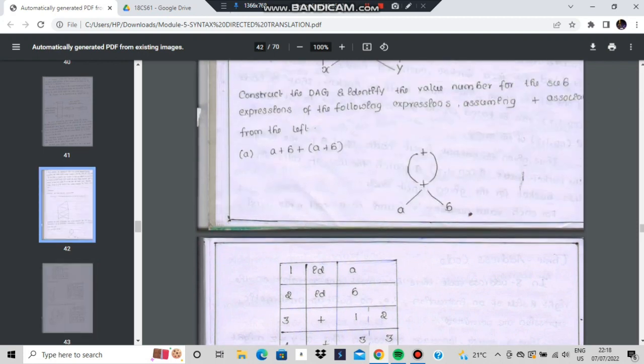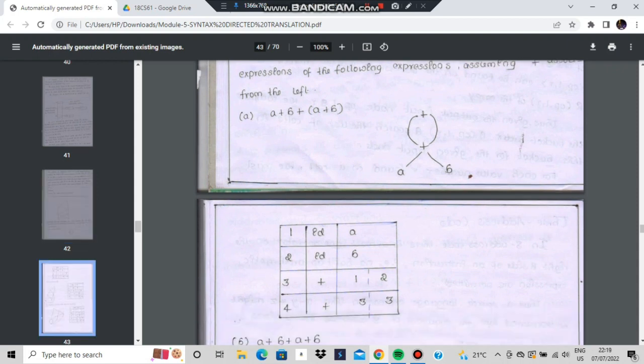See, this is the expression given to us, a plus b plus a plus b. In a DAG, the first step you need to remember is you have to solve the bracket part first. In the bracket part, what you have written is a plus b. So a you will write here. The variables which you use, you will write first, or you can even write this first. What you have to see is how many unique terminals are there. A is a unique terminal and B is also a unique terminal.